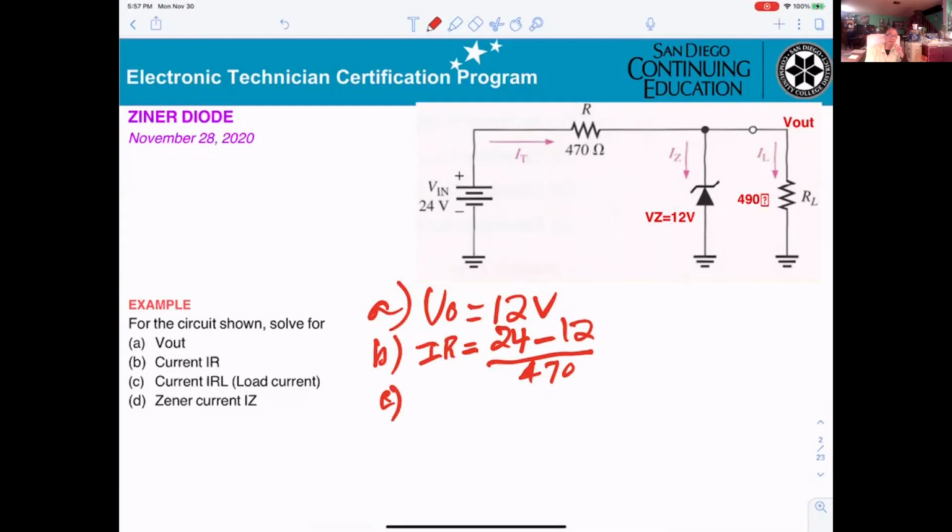And now how do we calculate the load current? VZ divided by 490. IL equals V out divided by IL. That means 12 volt divided by 490.